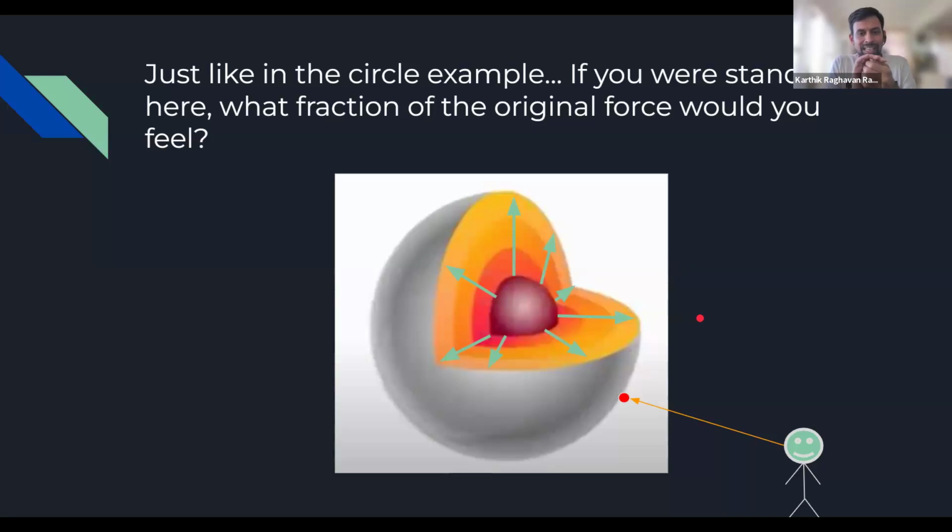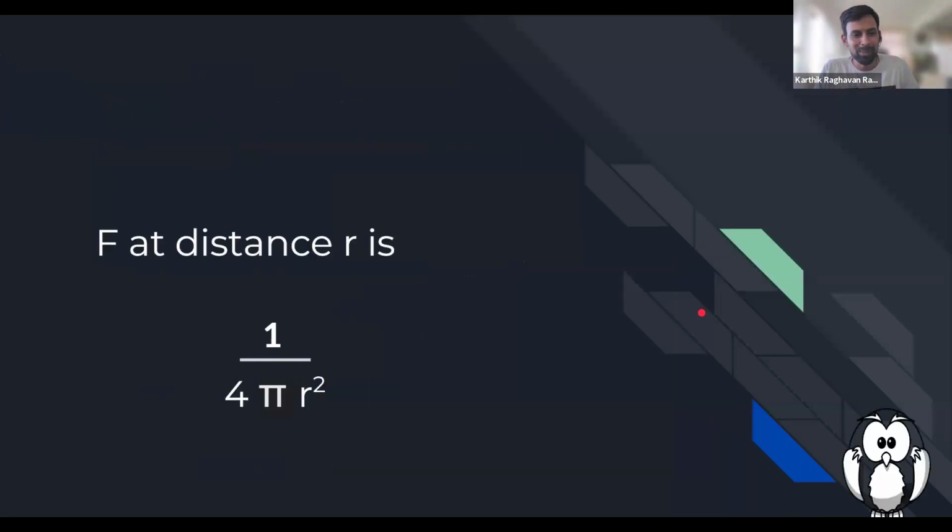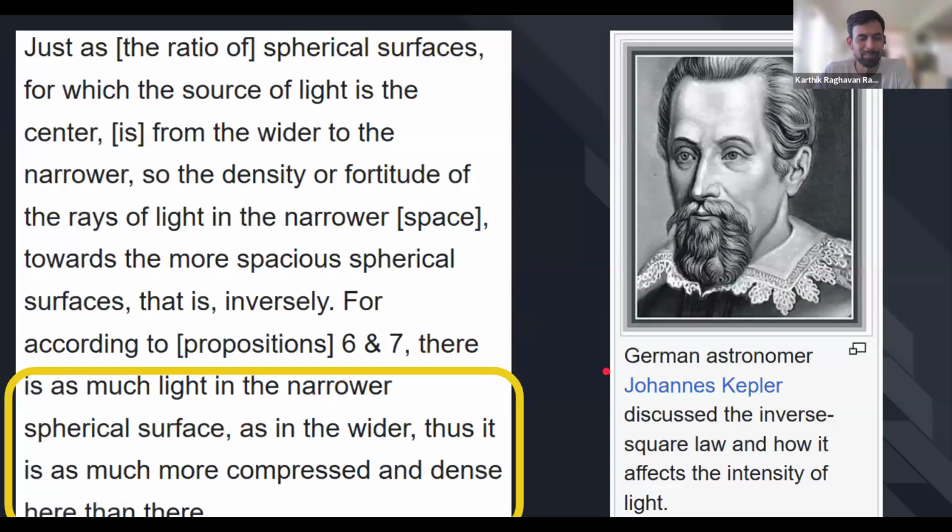So when I explain this, I think of the balloon, right? All of us have blown balloons. If you think about it, the amount of rubber material, the balloon material, the red material in the red balloon, the amount of material is the same, just that it spreads over a greater and greater area, and it spreads evenly, right? So if you think about it, Kepler is essentially saying that. He's saying that there is as much light in the narrower surface as it is in the wider, just that the narrower one is more compressed and dense than the wider one, which is more sparse.